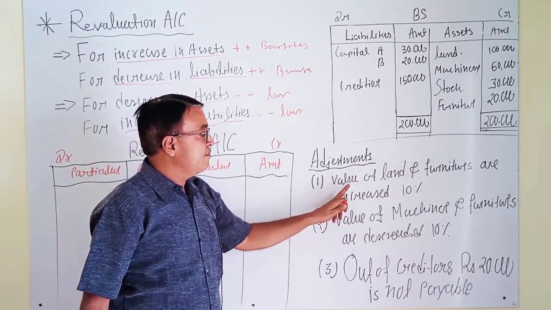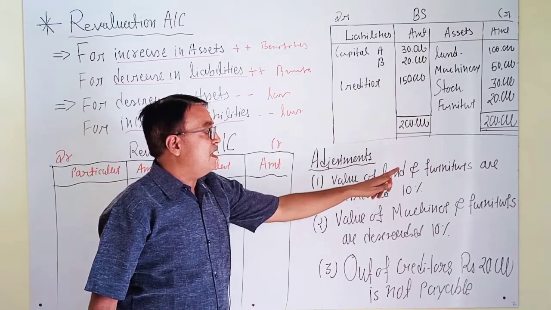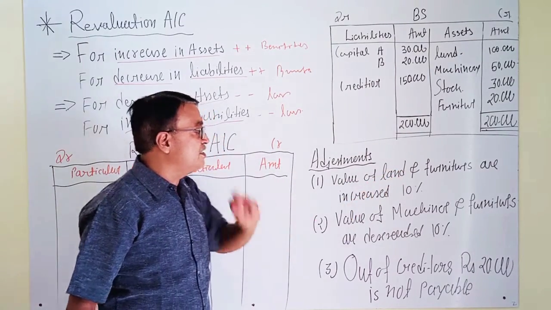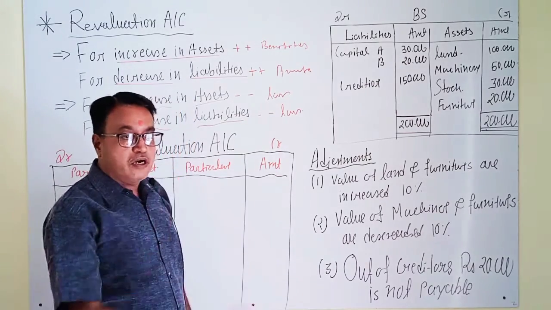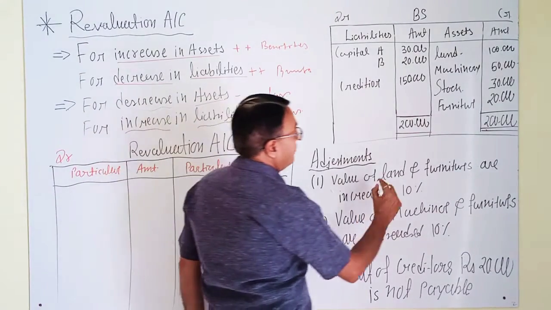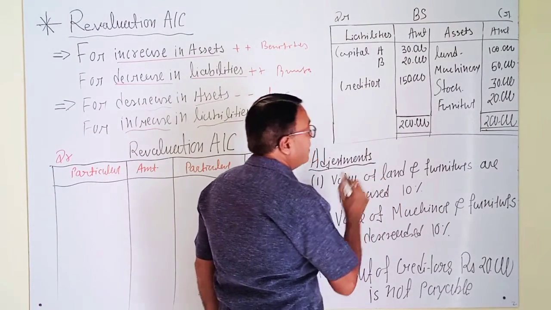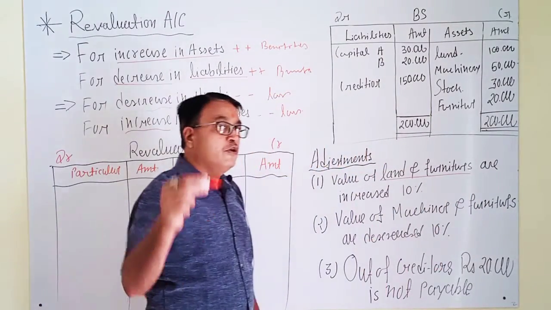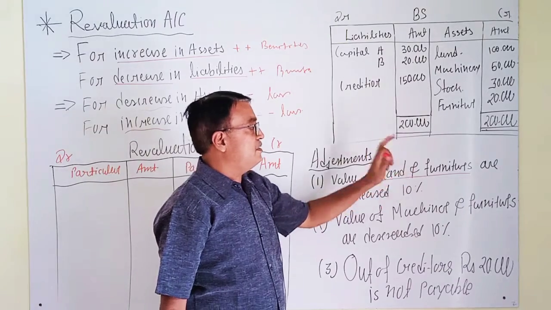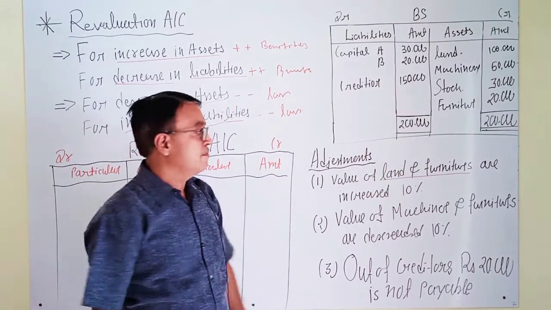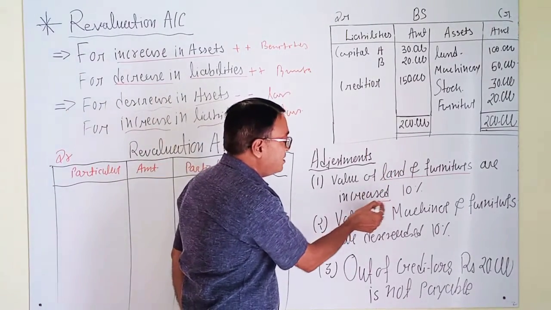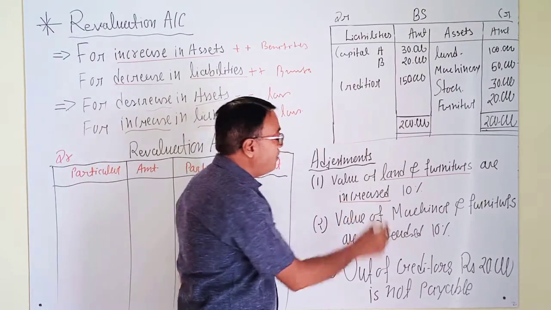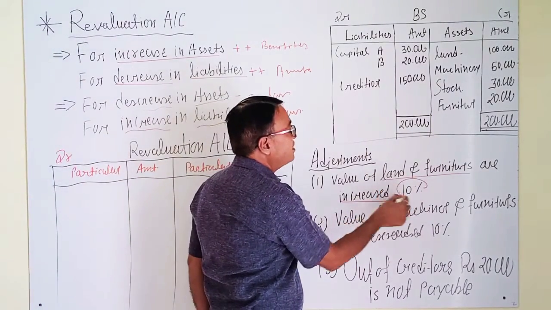First adjustment, the value of land and furniture are increased. Please note the point which is given here: land and furniture. You know that land and furniture are our assets. Assets here are increased. How much increase? 10%.